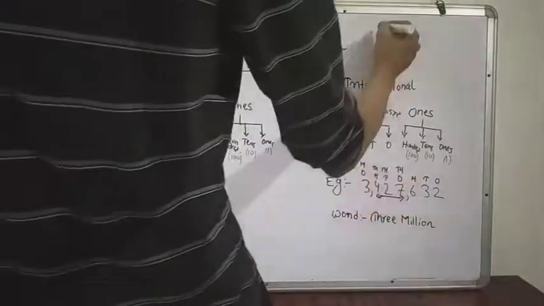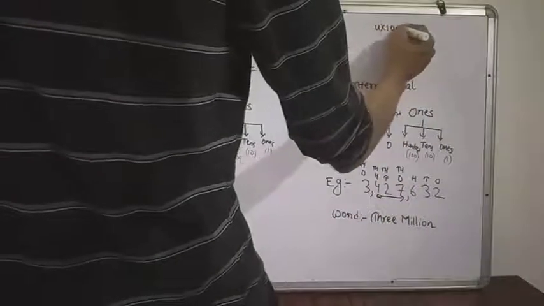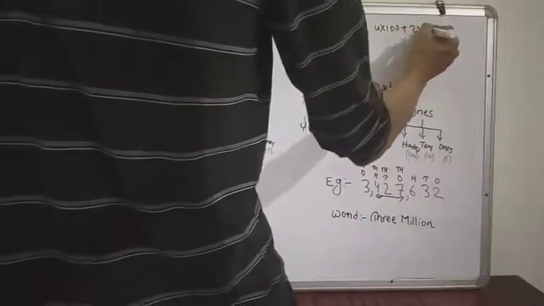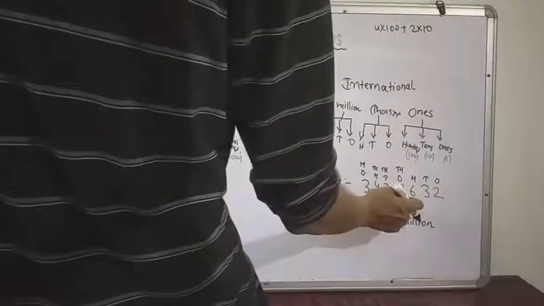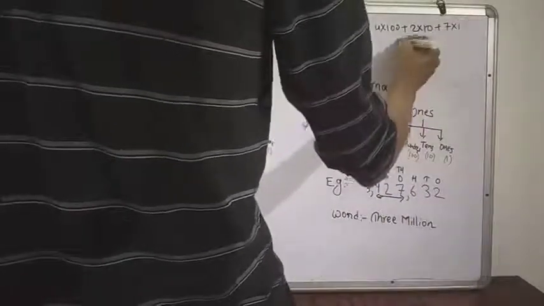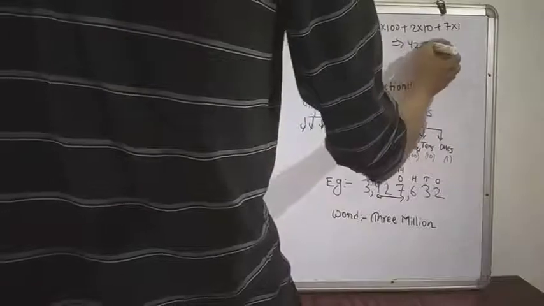How this 427 comes, you can understand here. 4 comes in the 100 place, so we multiply 4 into 100. Then we add 2, which comes in the 10 place, so we multiply 2 into 10. 7 comes in the 1 place, so we multiply 7 into 1.